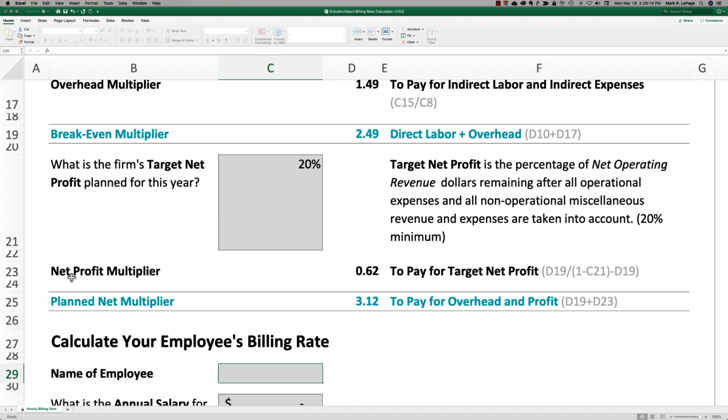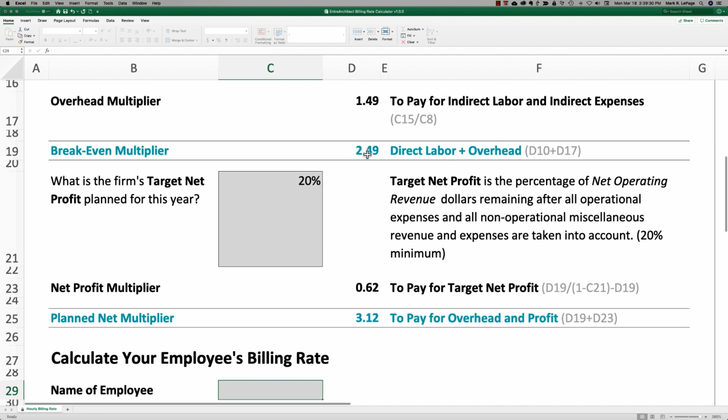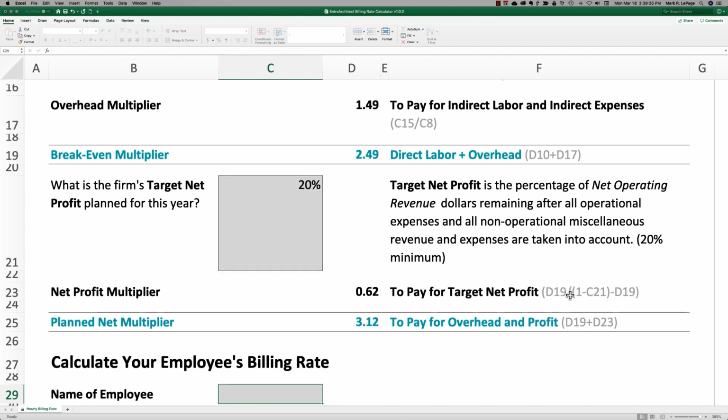And it's going to calculate a net profit multiplier. And in this case, 0.62 is our net profit multiplier. That is the piece of the multiplier that's going to pay for our target net profit. And the calculation is D19, which is this break-even multiplier, divided by 1 minus C21. So it's taking C21, which is this 20% that you plugged in here, but it's taking the inverse of that. So it's taking 80%. And so it's taking D19, this 2.49, divided by 80% minus D19, this 2.49 again. And that is how you get your profit.